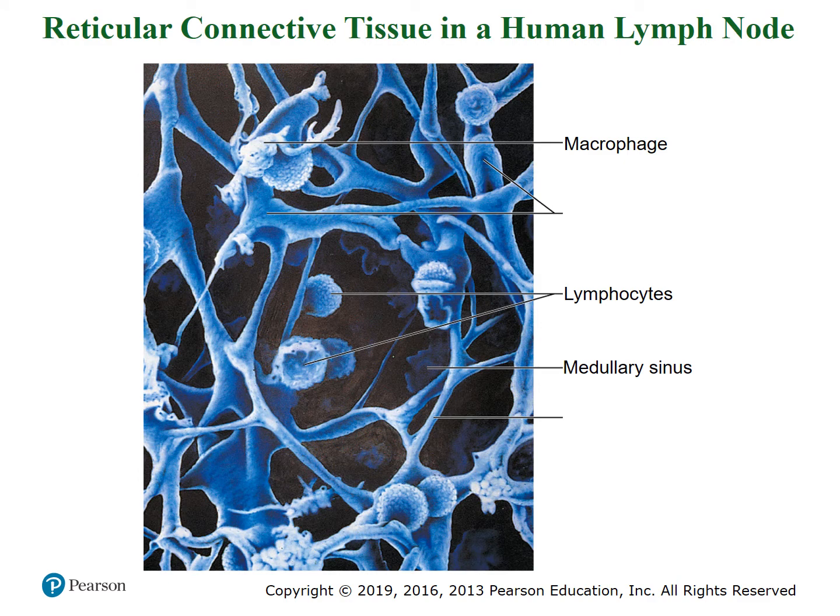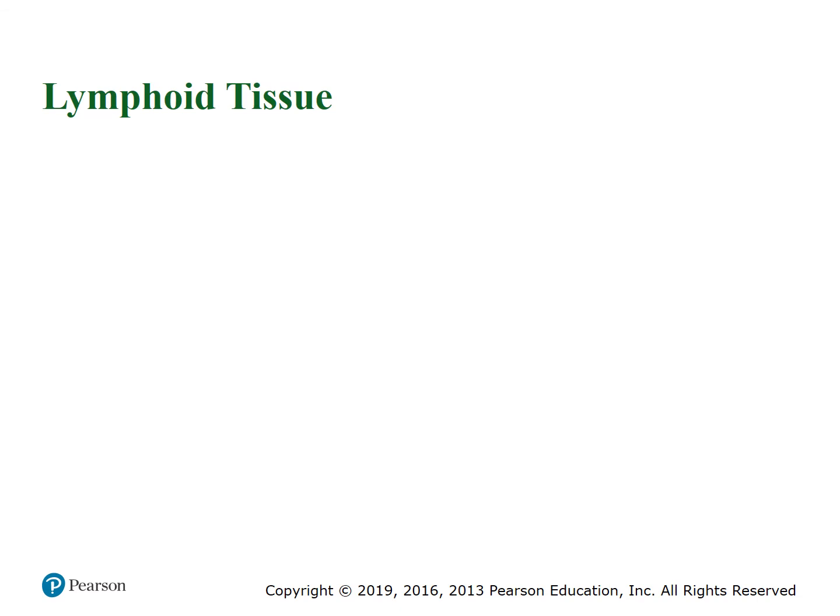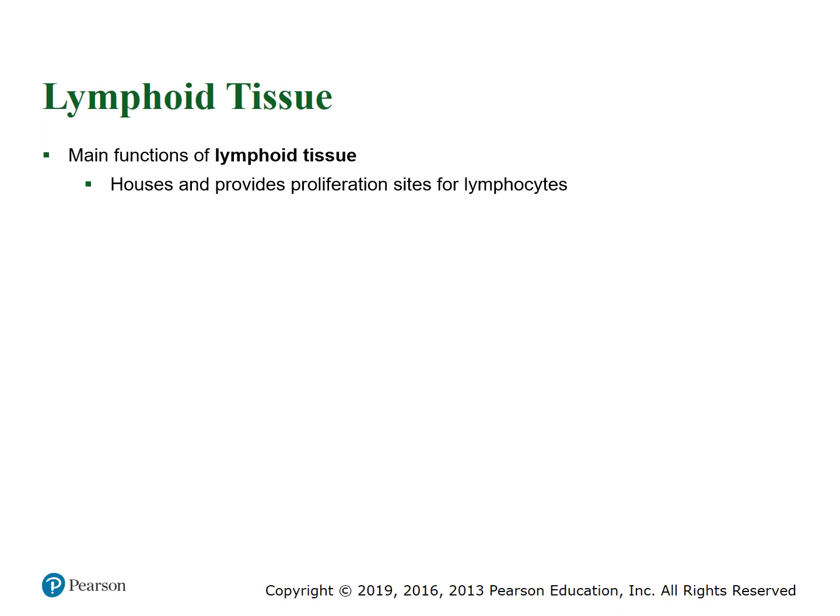Here you're going to see a macrophage at the top. You can see the reticular cells that are on the reticular fibers, and you can see what the reticular fibers themselves actually are. So what are the main functions of lymphoid tissue? Well, they'll house and provide places where lymphocytes can divide.